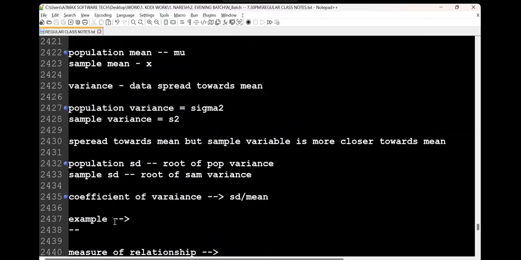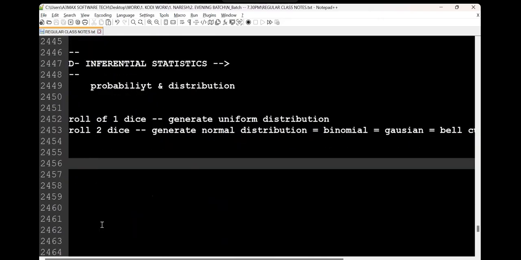So interview question: what is the difference between descriptive statistics versus inferential statistics? Would you explain to someone or not? Descriptive statistics versus inferential statistics.